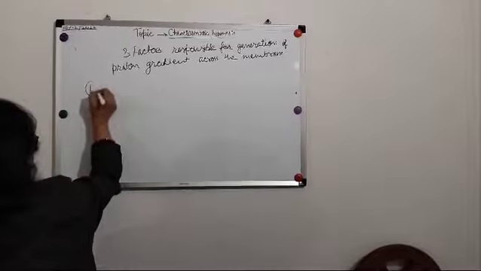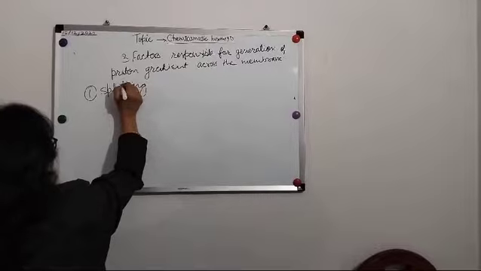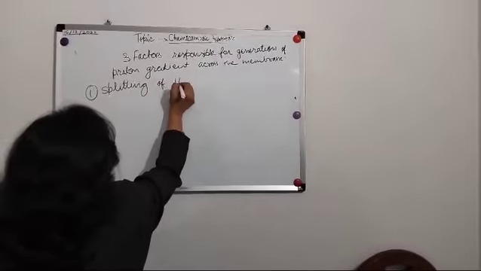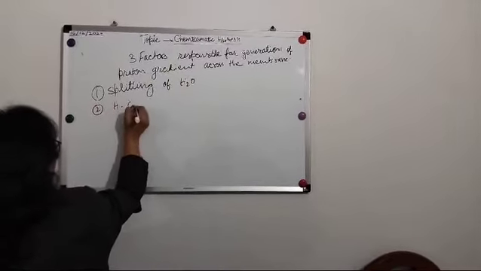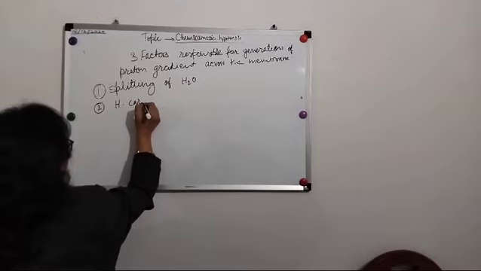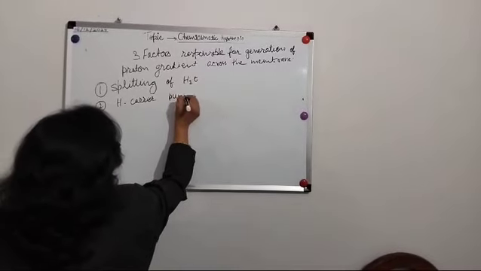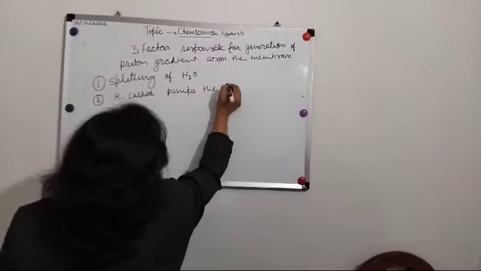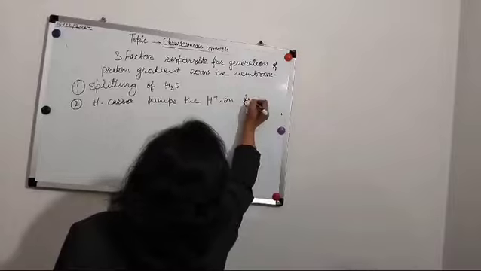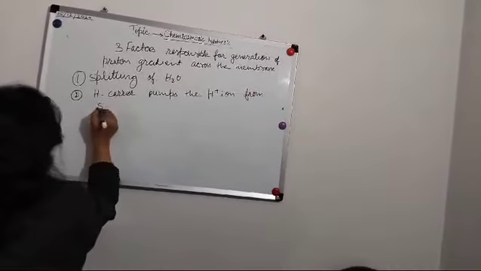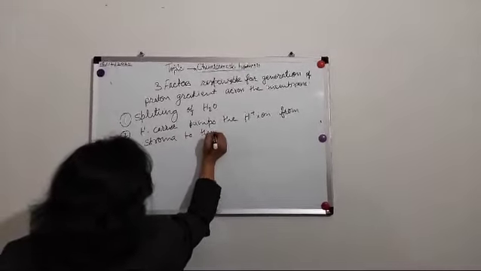Number one, splitting of water molecule. Number two, hydrogen carrier pumps the proton ions from stroma to thylakoid lumen.